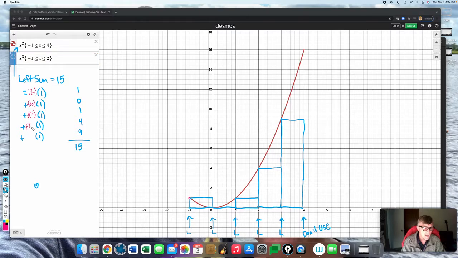1, 2, and 3. And remember, we're not using 4 because this is a left sum. So I've used 1, 2, 3, 4, 5 left-hand numbers, left endpoints of each subinterval to be exact. Now, 1 is the length of the subinterval, so this is kind of our delta x, okay?